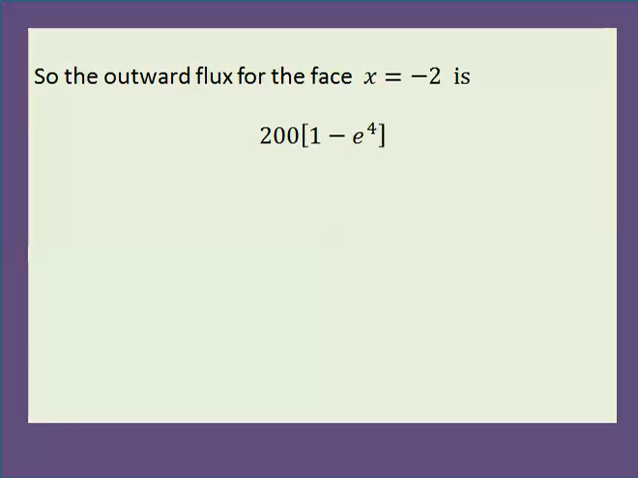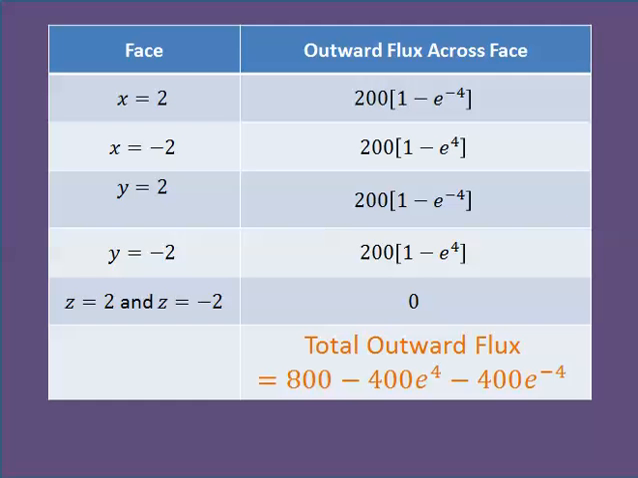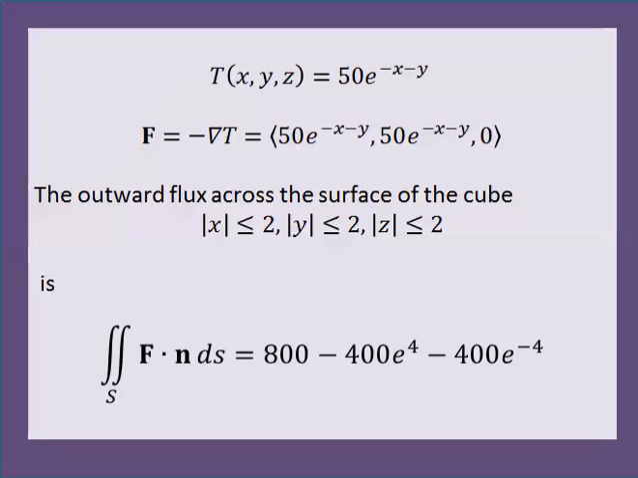Doing this for all the faces, this is what I got. Summing up the outward flux across each face, I get a total outward flux of 800 minus 400 times e to the 4th minus 400 e to the -4th. And that would be my total outward flux across the surface of the cube for this vector field.